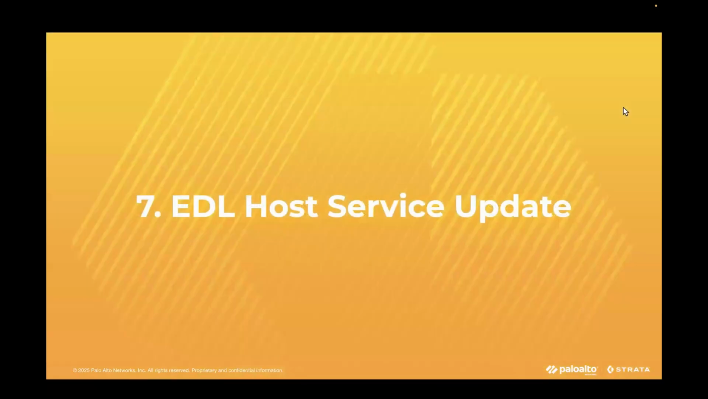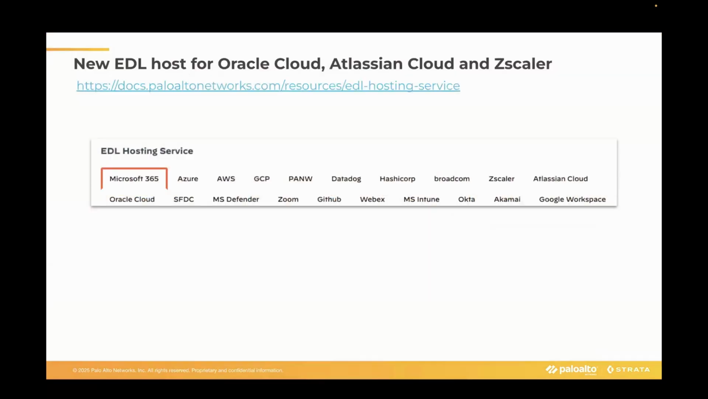Okay, next one, the EDL hosted service update. EDL is the external dynamic list. This is a Palo Alto Networks hosted cloud service, which is basically a list of the service IPs of each of the SaaS services. What this benefits is you can have a policy to allow traffic egress from Prisma Access to all of these services. This can help you to better construct the security policy.